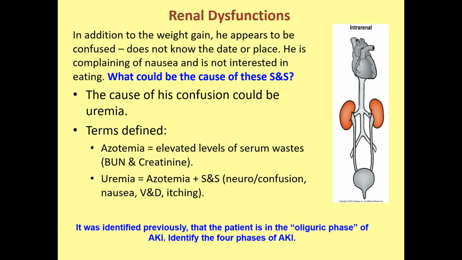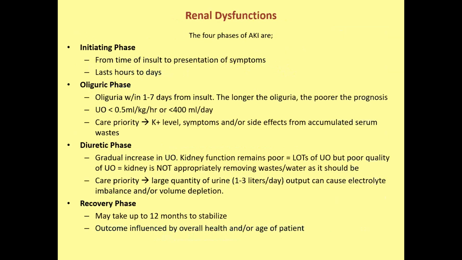So we've identified previously that the patient is in the oliguric phase. Well, what does that mean, and what are the 4 phases of acute kidney injury? So these 4 phases are the initiating phase, so that would be the time of the insult, whether it's receiving gentamicin, or a decrease in cardiac output. And then the oliguric phase is within 1 to 7 days from the insult, and it's defined as urine output less than 0.5 mL per kilogram per hour, or a total of less than 400 mL per day.